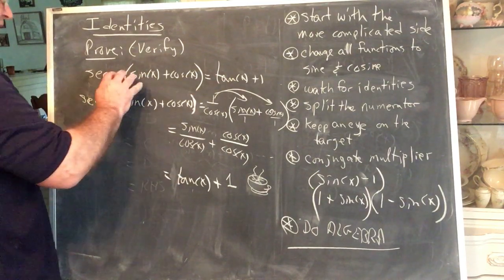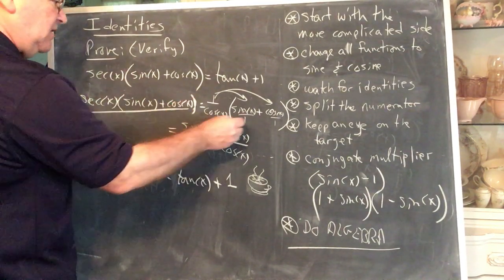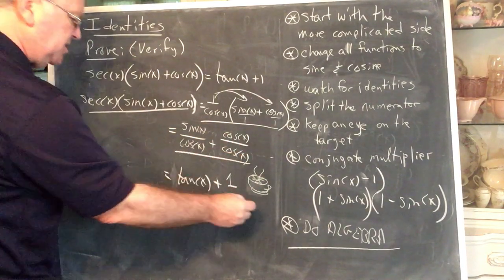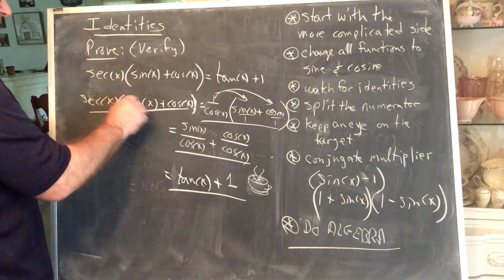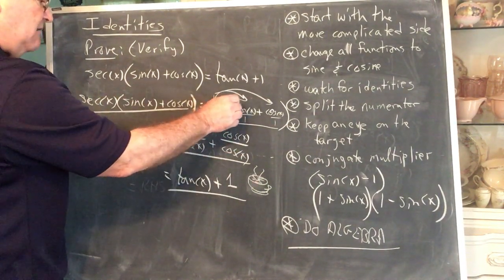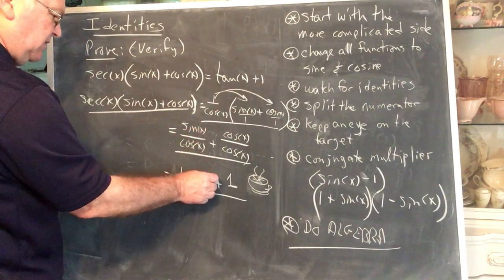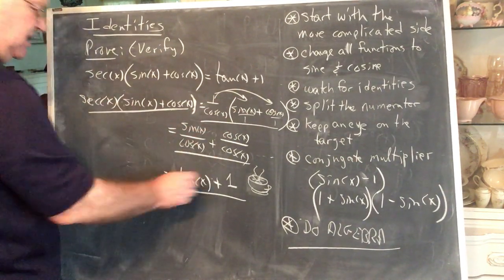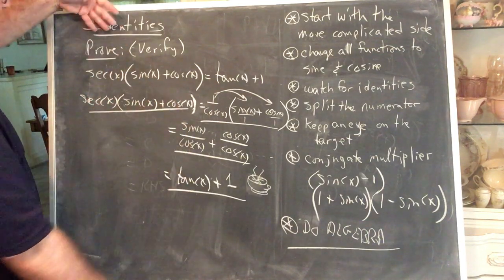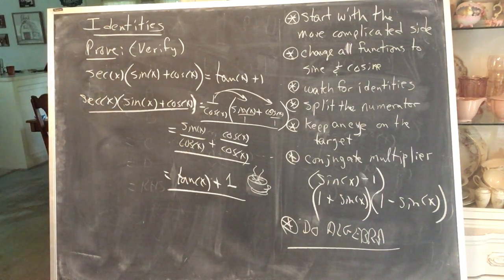We have proven that we start with the left-hand side, which is equal to this, which is equal to this, which is equal to this. Therefore, this is equal to that. A is equal to B, B is equal to C, C is equal to D. Therefore, A is equal to D. So this is a verification of this identity, and that's been proven.